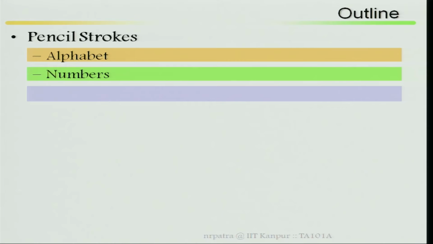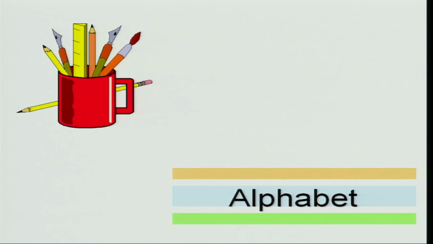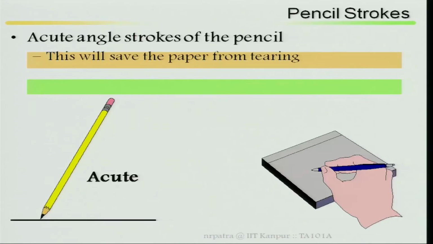If I look at the pencil strokes, one part is alphabets A, B, C, D, and the other is your numbers, 1, 2, 3, 4, 5, 6. Now start with your alphabets. Look at how you can hold the pencil: acute angle strokes. Once you put your pencil on the drawing sheet or drawing paper at an acute angle, this will save the paper from tearing.